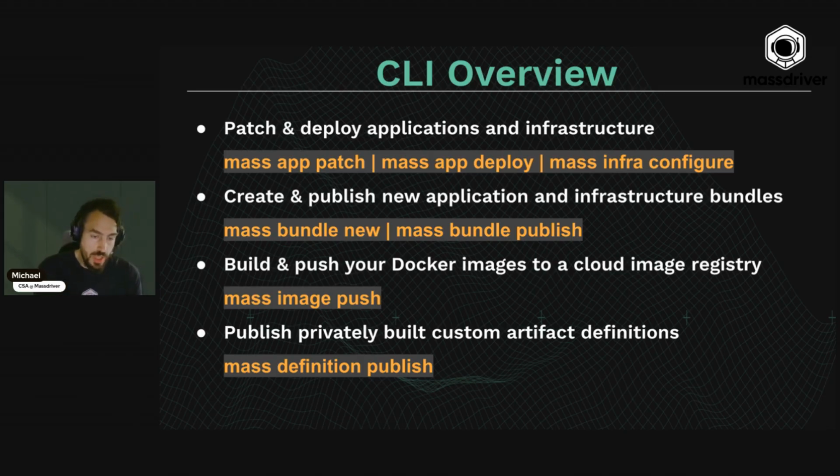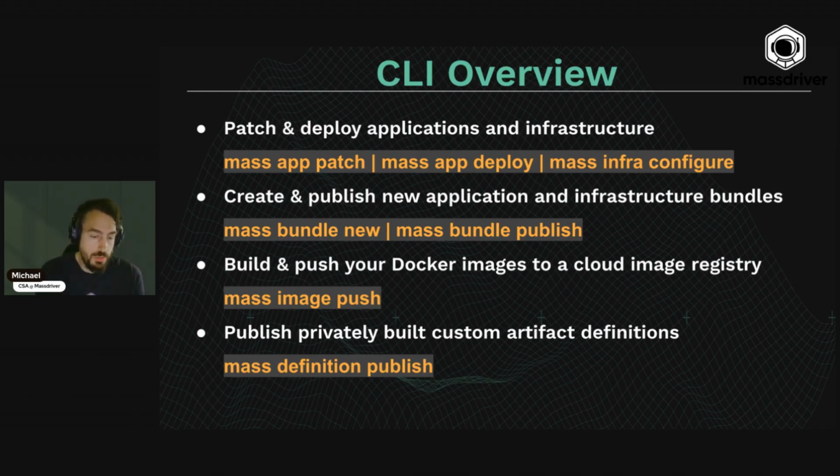We can also create new applications and infrastructure bundles, customize them as we need to, and then publish them to our own bundle catalog. The CLI has a command that will build your Docker images and then push them up to a cloud container registry for you, outputting the repository URL needed to reference the image in your application's configuration. You can also publish privately built custom artifact definitions that you can use in any of your own bundles.